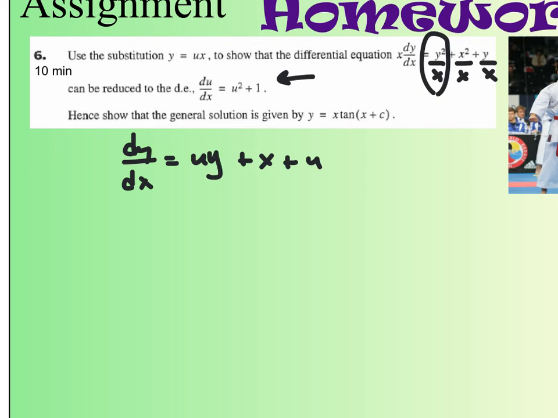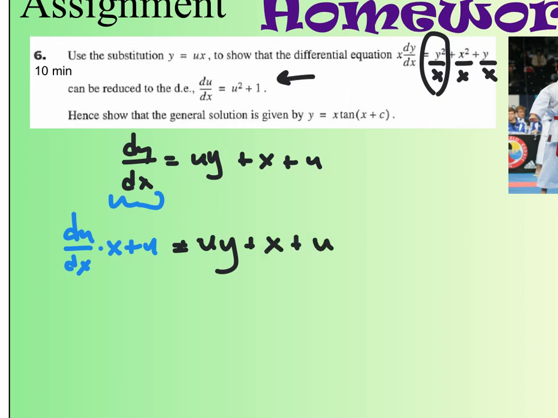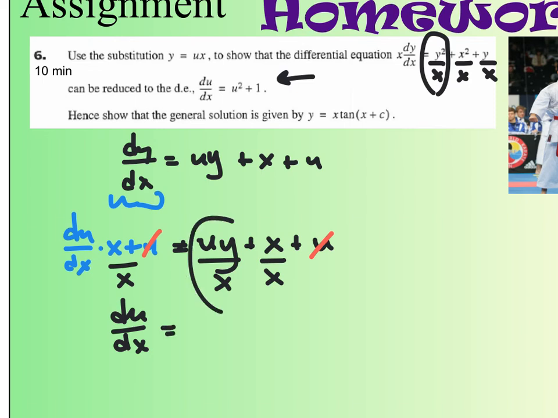So now I'm going to do my substitution for dy/dx. Recall that dy/dx equals du/dx times x plus u. That'll be equal to what we have over here, uy plus x plus u. These u's will cancel. Then we're going to divide everything by x. And therefore, du/dx will equal u squared plus 1. All right, so we've shown that du/dx can be reduced to that.